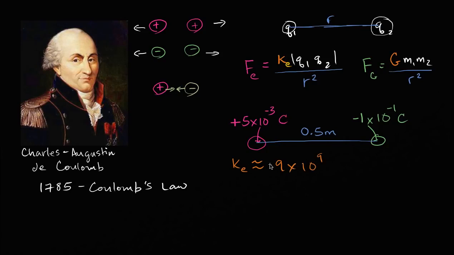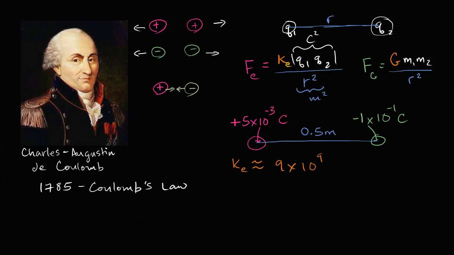And what are the units going to be? Well, I'm in the numerator here. When I multiply coulombs times coulombs, I'm going to get coulombs squared. This right over here is going to give me coulombs squared. And this down over here is going to give me meters squared. And what I want is to get rid of the coulombs and the meters and end up with just newtons.